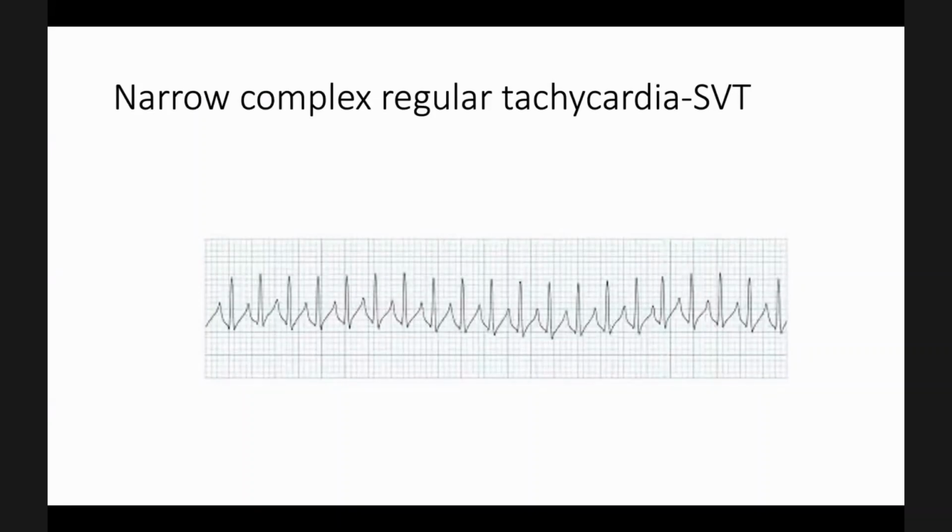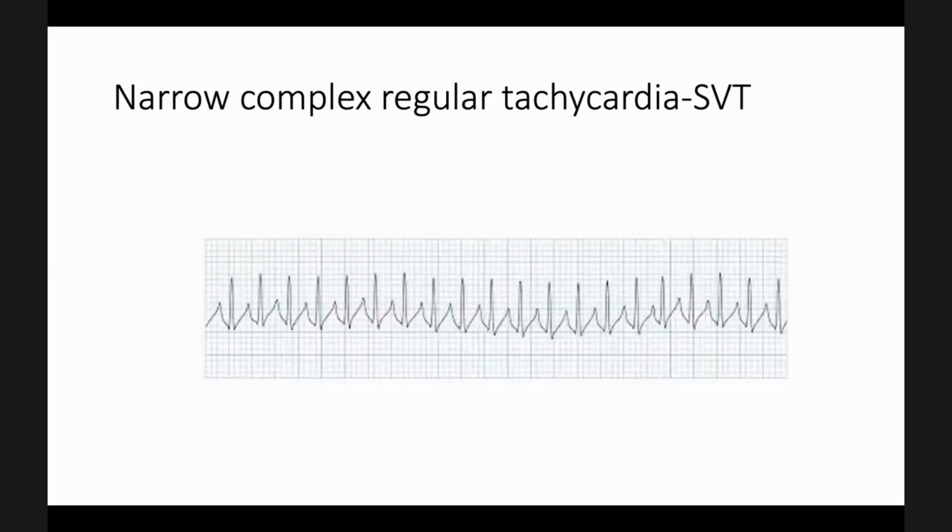Now they are hemodynamically stable. The blood pressure is normal. They are conscious, and they are not having any heart failure, or their patient is stable. As you said, we can give drugs like adenosine. Adenosine is the drug of choice for supraventricular tachycardia.